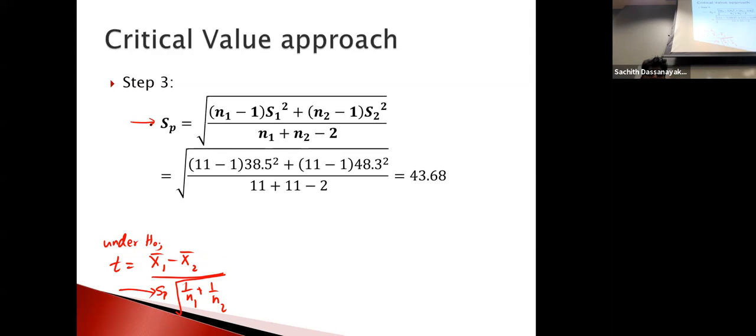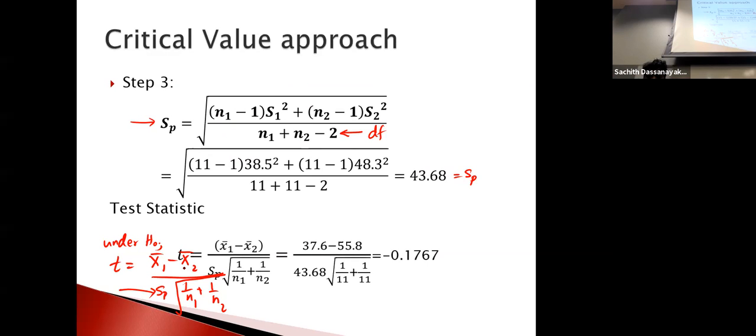To find that, we can use this giant equation. I told you the denominator is the degrees of freedom of those samples. Once you plug in the values, n1 is 11, n2 is 11. So the value is 43.68. This is the SP value.